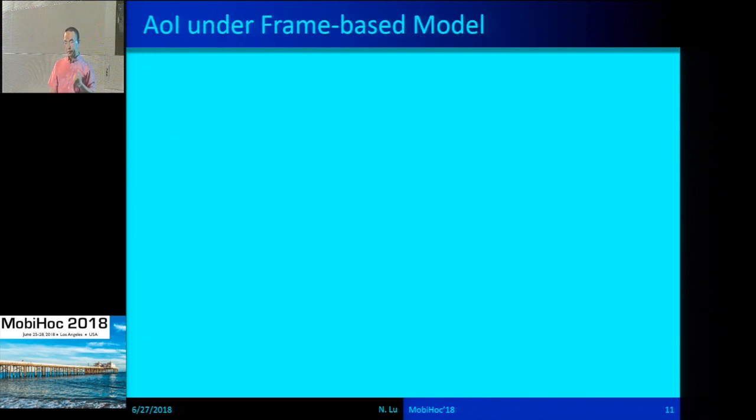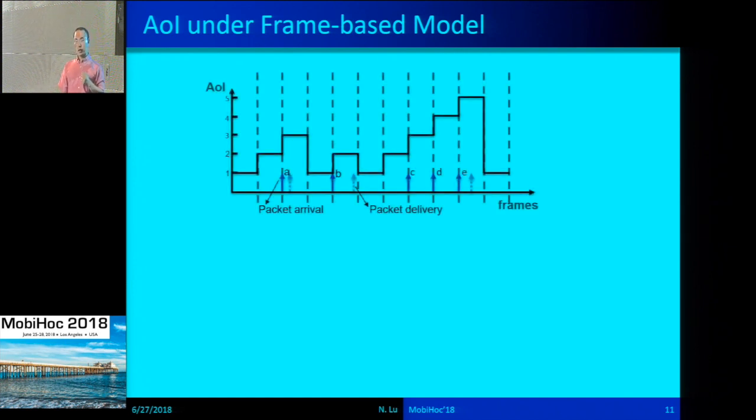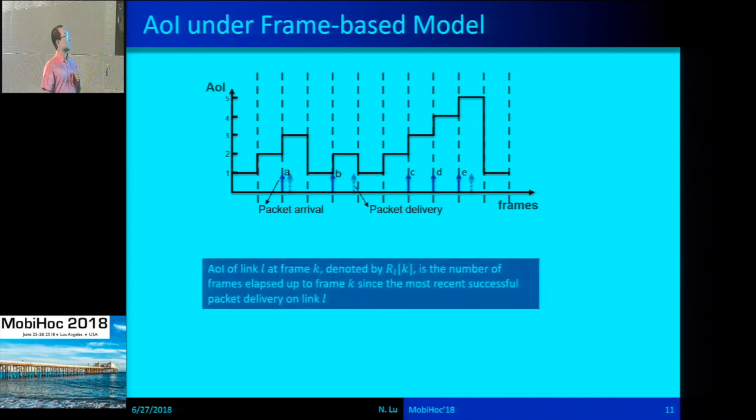So let's see what the AOI looks like under the frame-based model. The AOI of a link L at frame K, denoted by R_LK, is the number of frames elapsed up to frame K since the most recent successful packet delivery on link L. As you can see, the AOI is updated at the beginning of every frame and grows linearly until link L has a packet successfully delivered, and then drops to 1, which is the age of the most recent update.